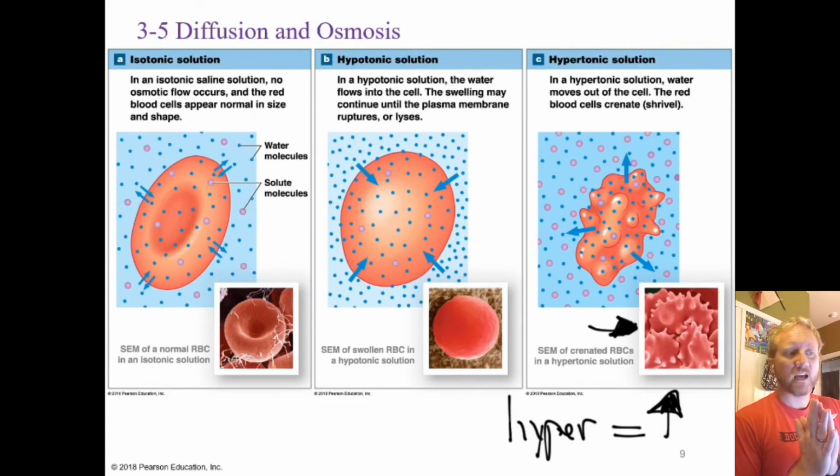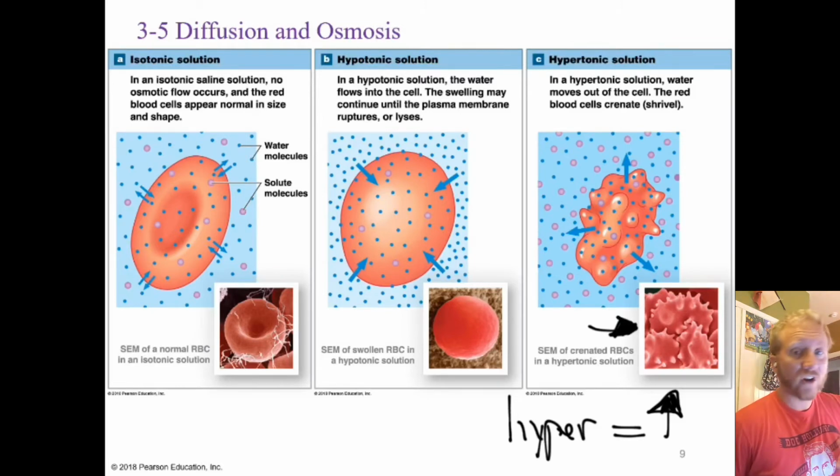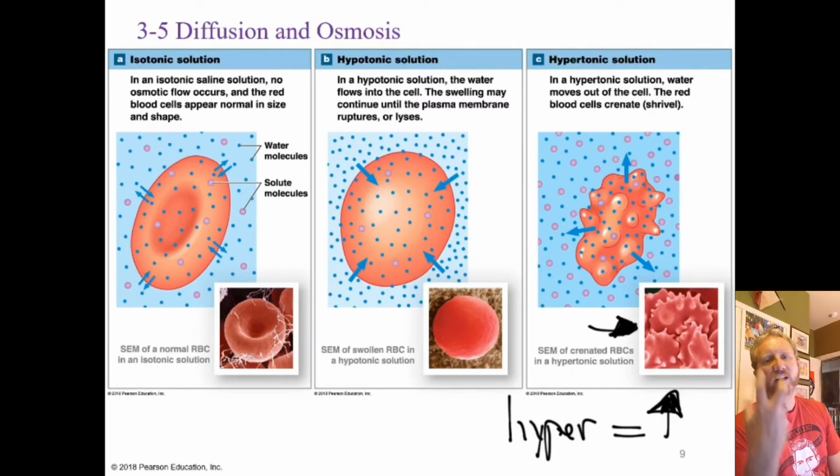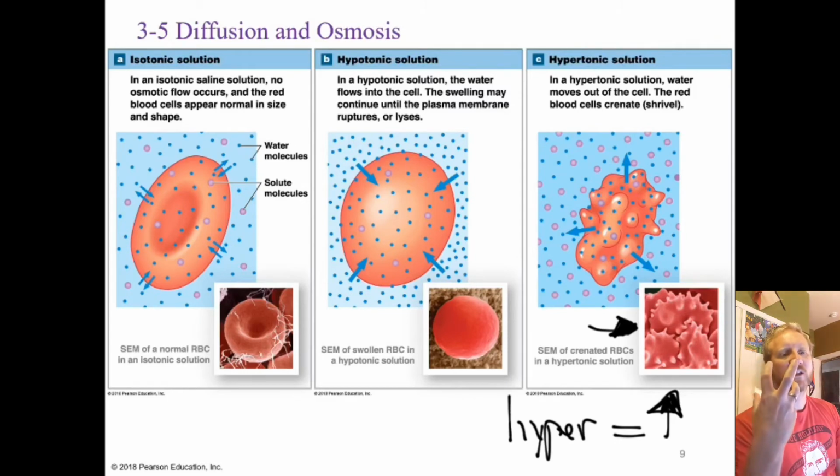Hypotonic, if you put a cell in a hypotonic solution, your cell swells up like a hippo. If it's hypertonic, right, you're really hyper, you've got a lot of energy, and then once you burn all that energy, you just kind of deflate, right, and you shrink. So in a hypertonic solution, your cell is going to shrink.